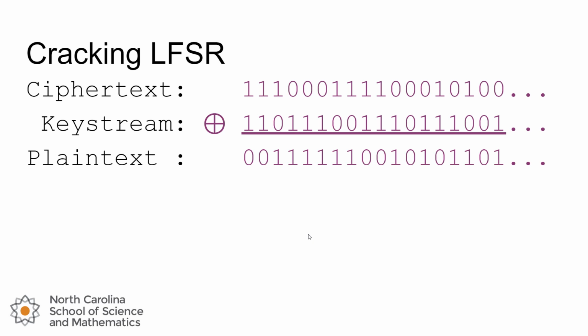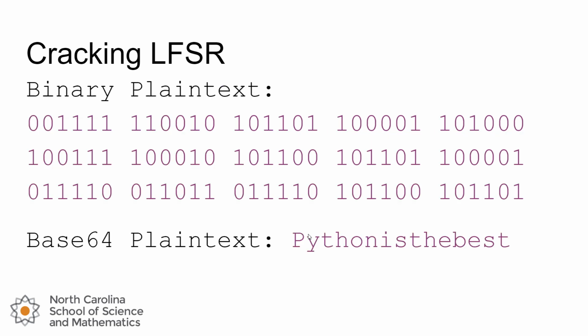If we were to XOR the ciphertext and the key stream, that should give us the plain text. And if we take that plain text and convert each 6-bit binary chunk into its corresponding base 64 character, we'll see that we get the following message: Python is the best, which is actually an English phrase, so it seems to suggest that our guessed plaintext was correct. It generated the rest of the word Python for us and then kept on going to generate the rest of the plaintext message. And that's how a known plaintext attack works.